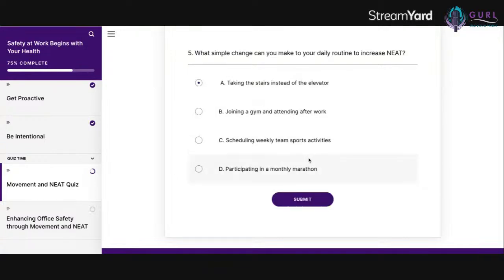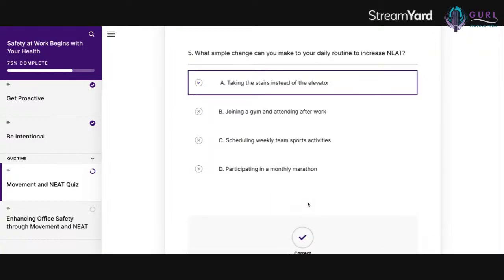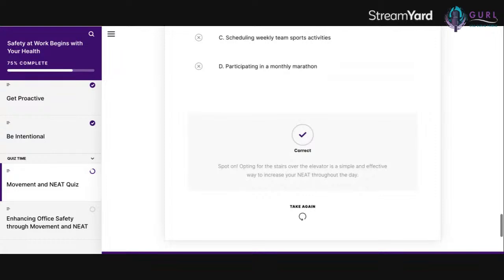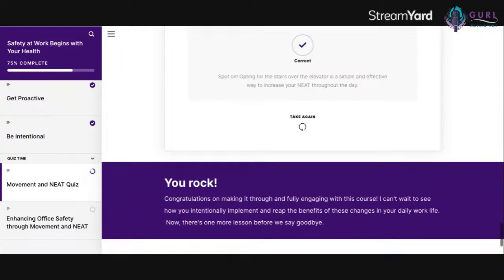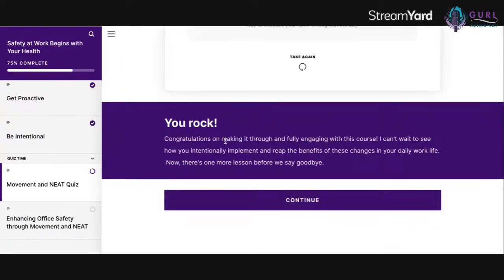If you got that out there, give yourself a high five. If you got 100%, give yourself two high fives because we have now completed our check for understanding, and you rock. So, congratulations on making it through and fully engaging with this course. I can't wait to see how you intentionally implement and reap the benefits of these changes in your daily life. Now, there's one more lesson before we say goodbye.